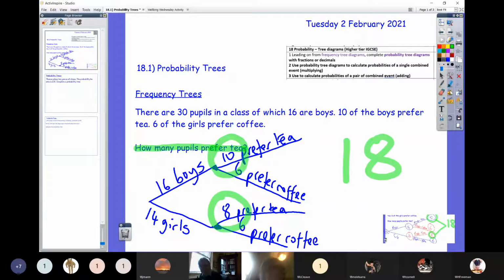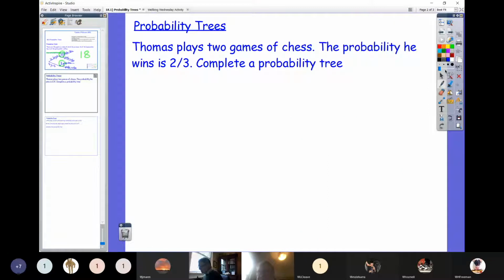So that's what we did last year in second form, and we're moving on to probability trees in third form. So there's only 2 I want to model. Okay, so this is the first one. On this first one, we've got an example where 2 events are going on. Thomas is playing 2 games of chess. But the probability for both of the events is the same.